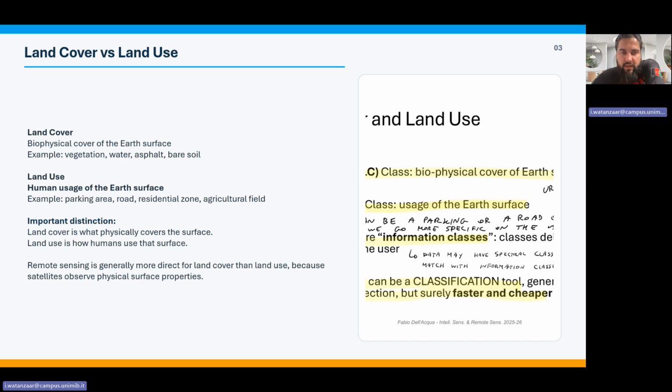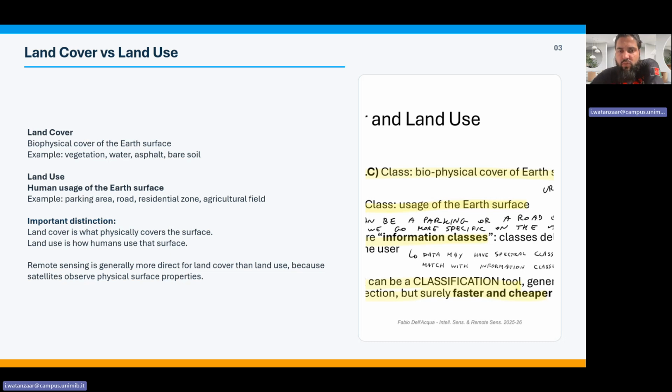So, the important distinction again: land cover is what physically covers the surface. Physically means, you can assume, natural. Land use is how humans use that surface, where human involvement comes into existence. Although humans are everywhere, we have separated them like this by land use and land cover. In land use, if you see the parking areas, roads, residential zones, the crowd of humans is a little higher compared to rural areas, forests, mountains, and waters. That's how we differentiate land cover and land use.